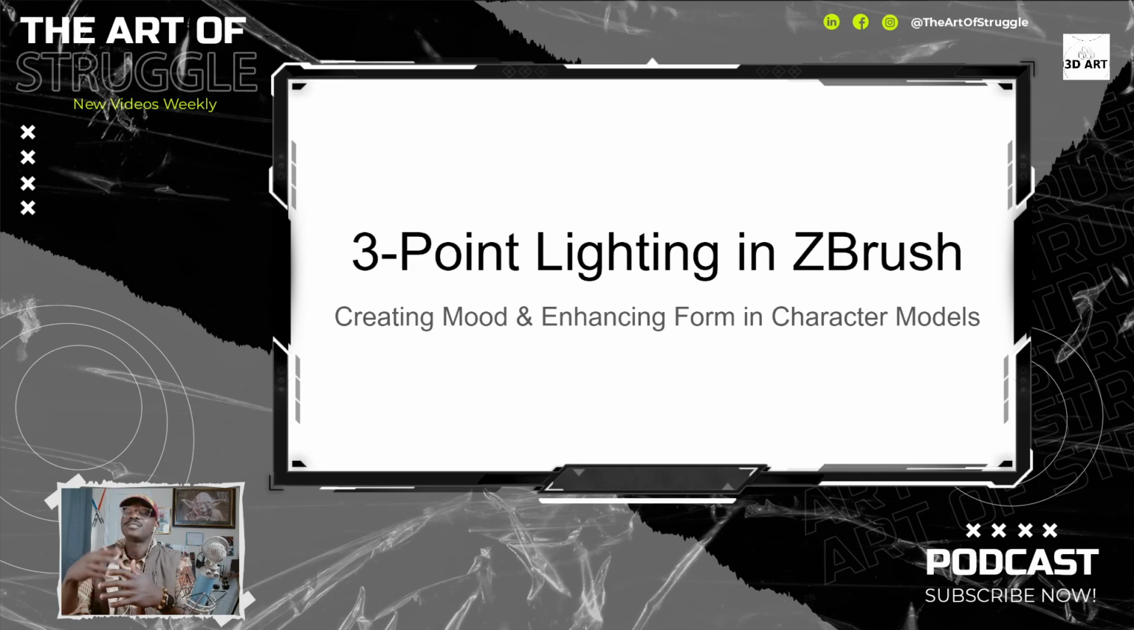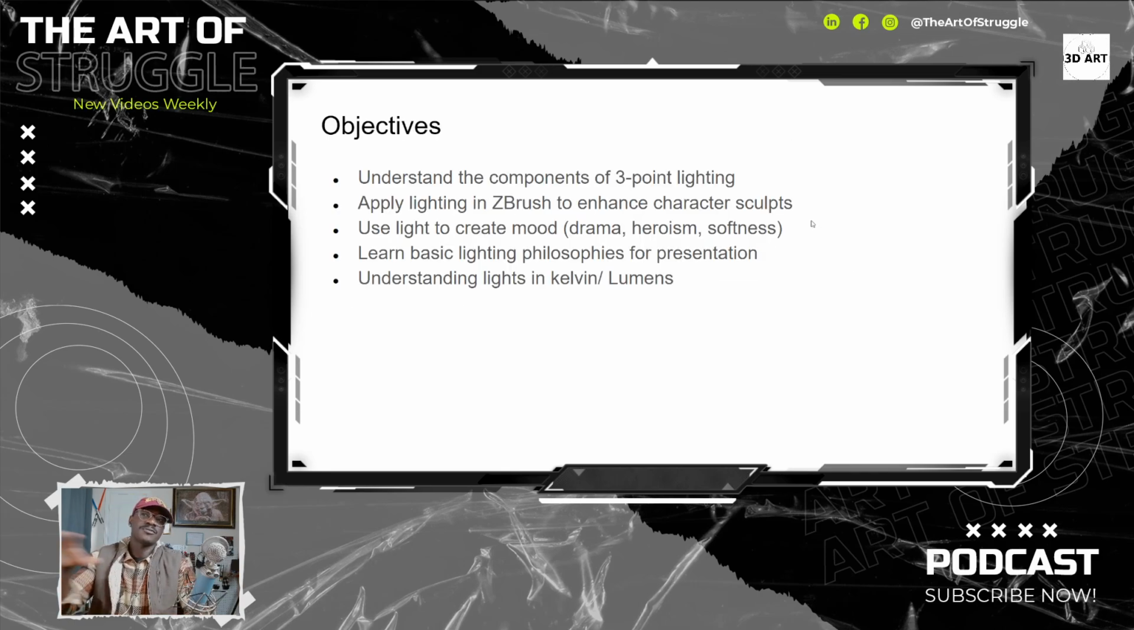It'll definitely help us tell a better story, definitely help us convey our message whenever we're modeling just a little bit better. All right, so let's dig into this. Right, so the objective of this lecture will be to understand the components of 3-point lighting, apply lighting in ZBrush to enhance our character sculpts, use light to create mood, drama, heroism, softness. Right, these are the things that lighting can help us create. Learning the basic lighting philosophies for presentation, understanding lights in terms of Kelvins and lumens, right? Warm light versus soft light, the intensity, going from warm kind of light to almost daylight. So that will definitely be what we're going to try to learn, all right?